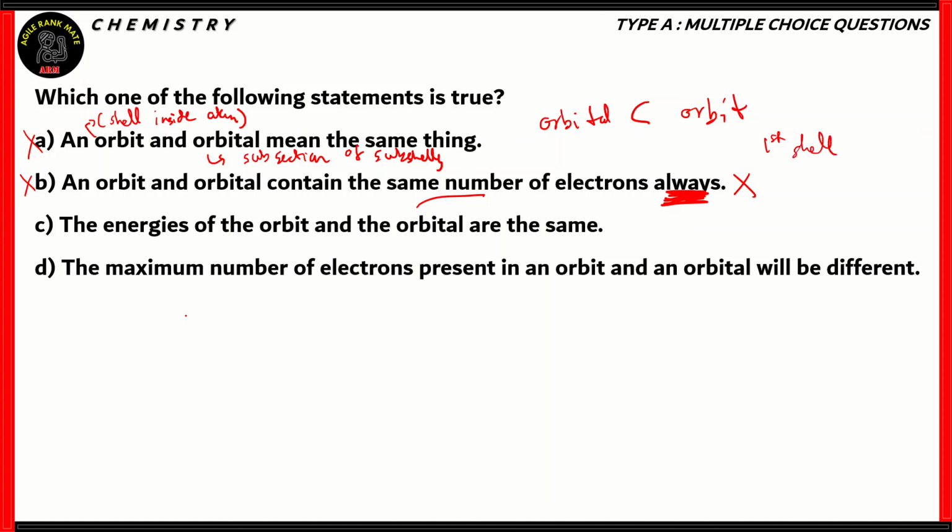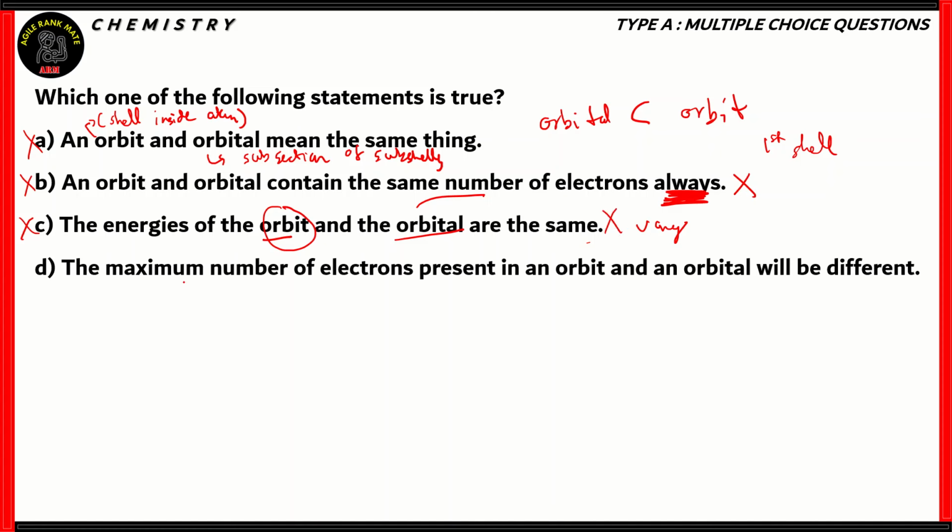Next, option C: the energies of the orbit and the orbital are the same. This option again is incorrect. The energies of the orbits vary, while for an orbital it depends on the subshell, whether the subshell is stronger or weaker. So therefore they vary. That means option C is also incorrect.